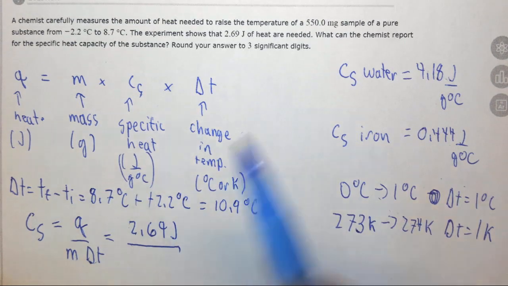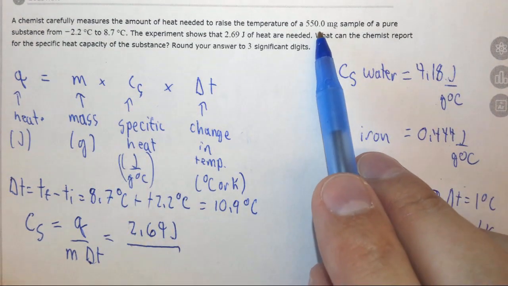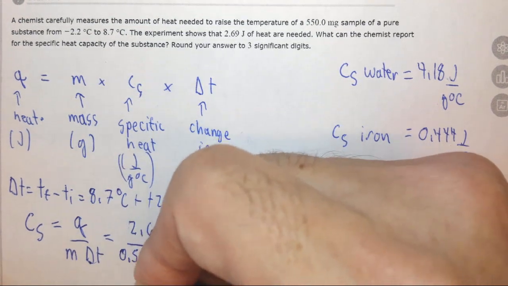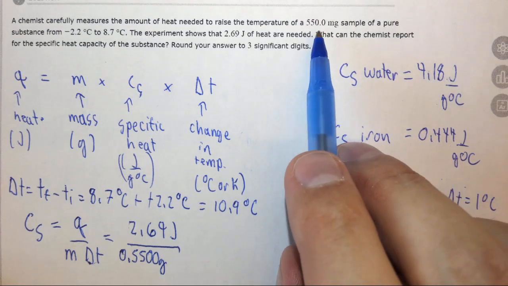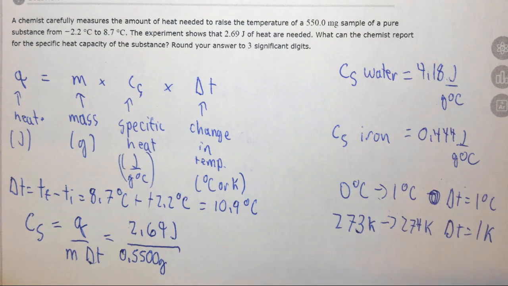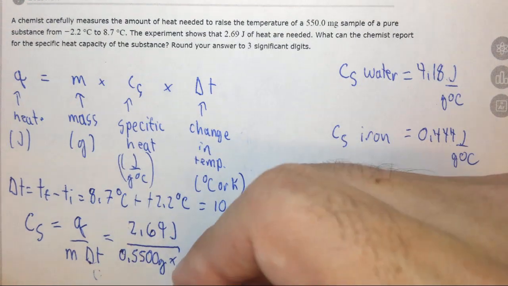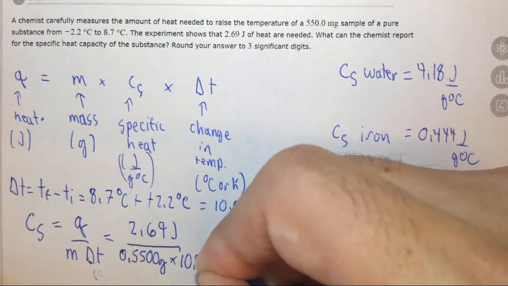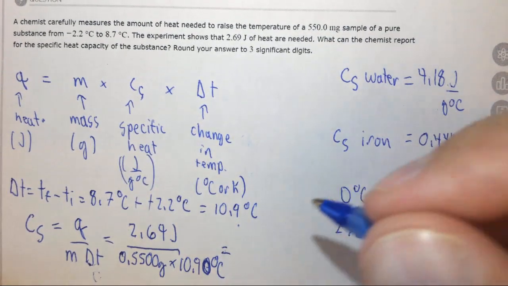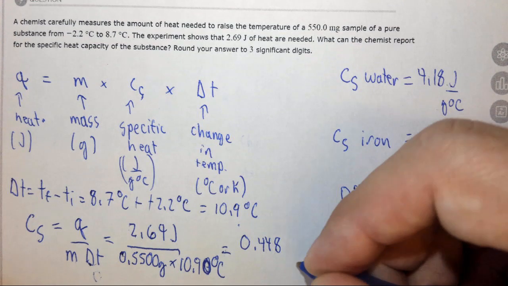So now we can plug in Q, already in joules, so go ahead and plug it in, 2.69 joules. M is in milligrams, and we want it to be in grams because that's a more typical unit, so we divide this by 1,000. So instead of 550, it's 0.5500 grams, which is just simply this divided by 1,000, or multiplied by 1 gram per 1,000 milligrams, times delta T, which we just found, which is 10.9 degrees C.